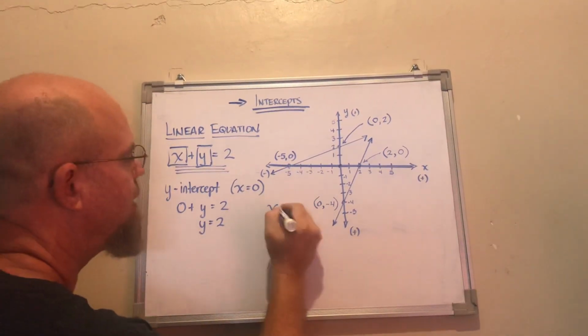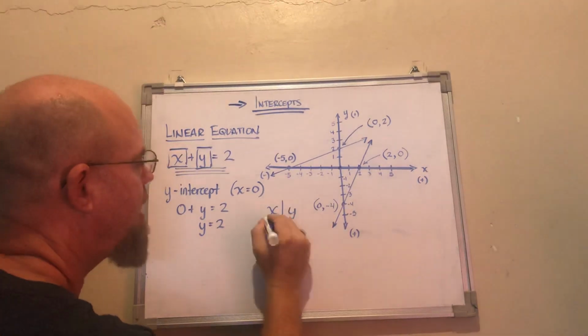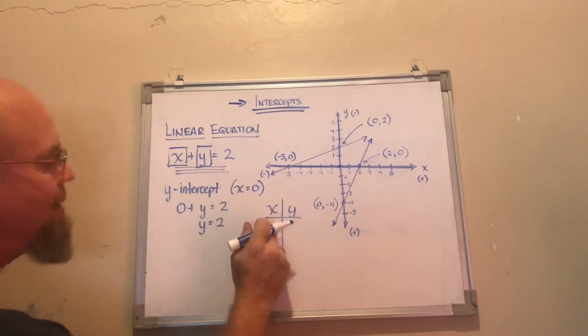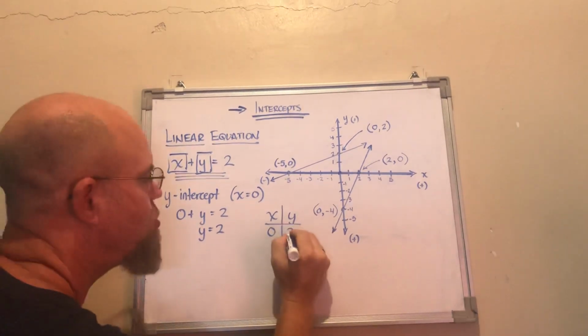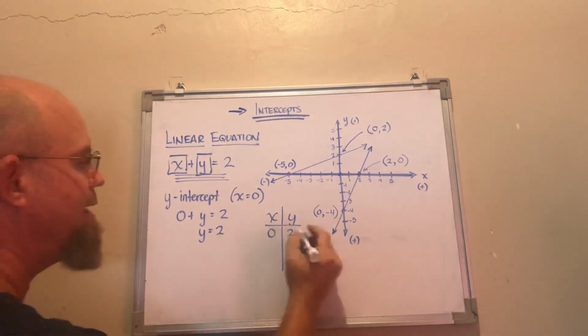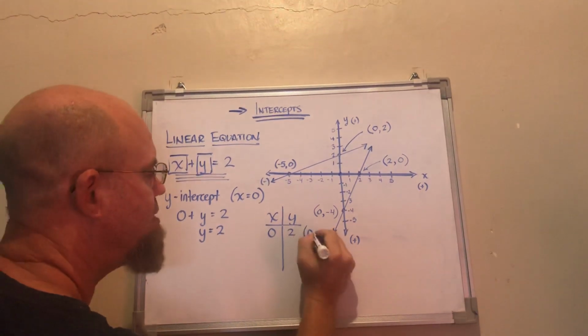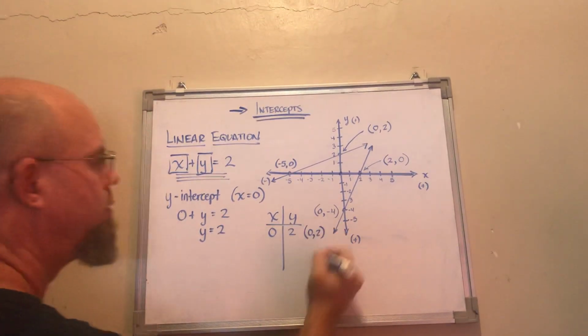So that gives us a point, right? And I'm going to put that in a little diagram here. So when x is 0, then y is 2. And that is a point. That point would be (0, 2).